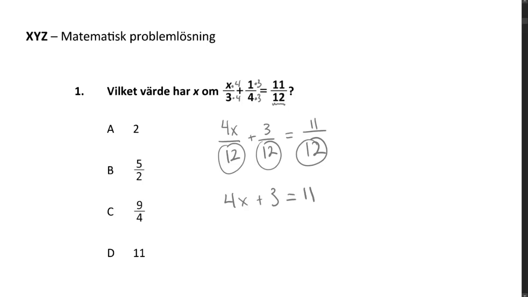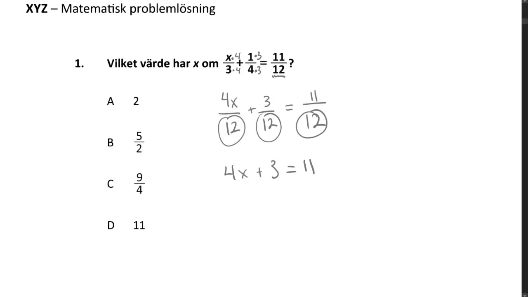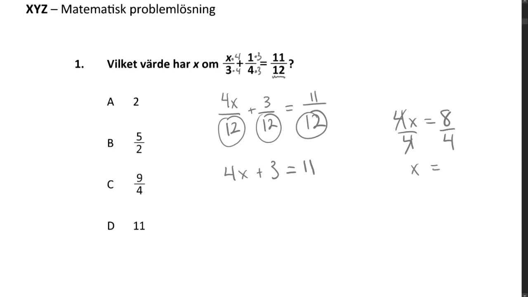We want to get x alone on one side of the equation, and we can do this by doing reverse order of operations. If you cover that up, something plus 3 must equal 11. Well, that number underneath there should be 8. So we know that 4x has to equal 8. If we divide both sides by 4, 4 divided by 4 is 1, 8 divided by 4 is 2. There's our answer.